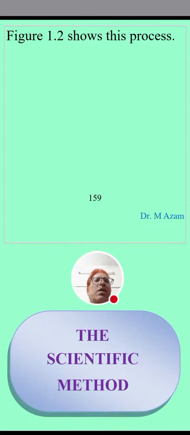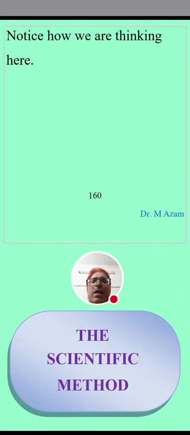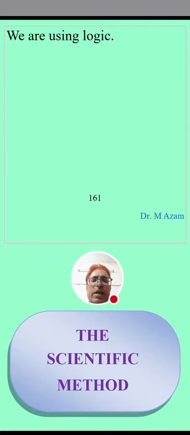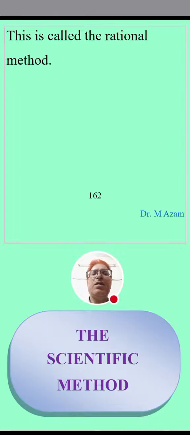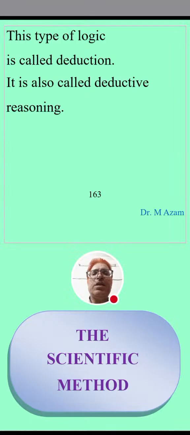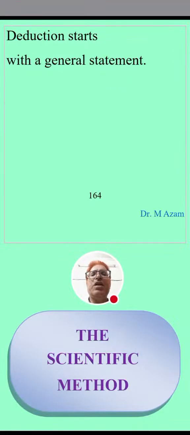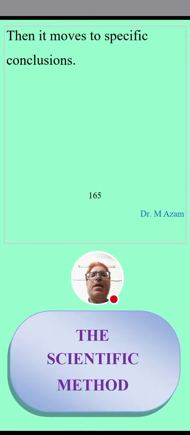In your book, you can see figure 1.2. Notice how we are thinking here. We are using logic. This is called the rational method. This type of logic is called deduction. It is also called deductive reasoning. First, we have discussed induction. Now, we are discussing deduction. Deduction starts with a general statement, then it moves to specific conclusions. So, it is the opposite of induction.